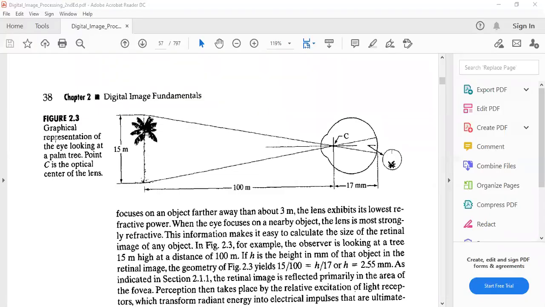This is the graphical representation of the eye looking at a palm tree. Point C is the optical center of the lens. This is the eyeball, this is the sclera part, that is the white part of the eye, and this is the cornea, that is the black part of the eye. The person is seeing a tree about 15 meters in height, from 100 meters away. This is the point inside the eye where your lens is present.